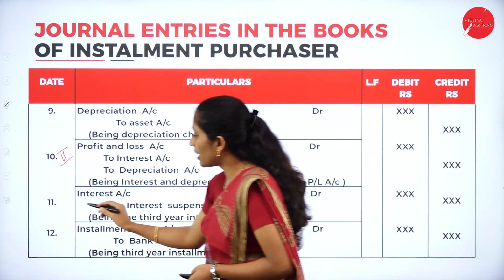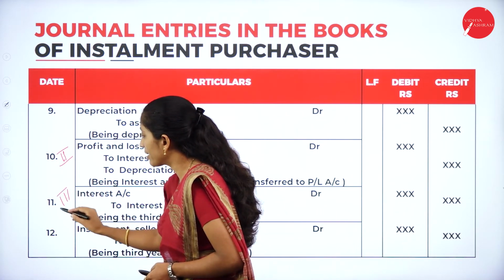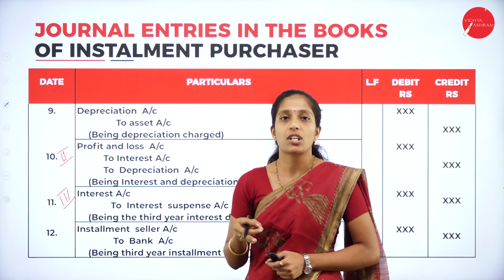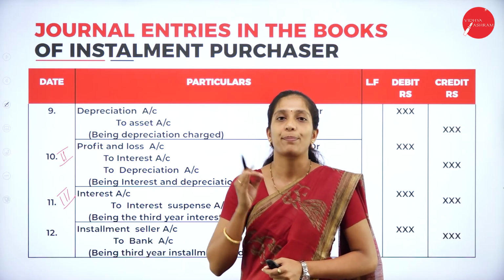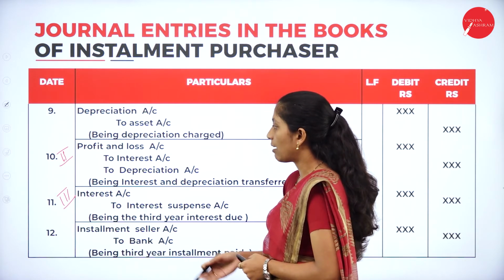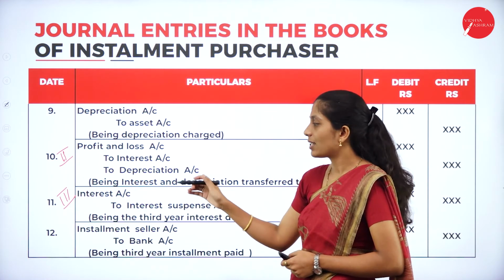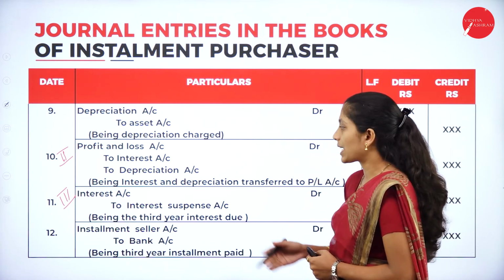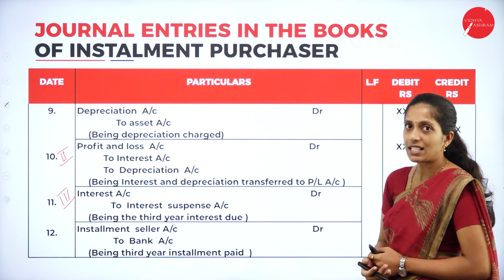Now coming to the third year, here also we have only four entries, that is for interest due, installment paid, charging depreciation as well as transfer of interest and depreciation to profit and loss account. So what is the third year interest entry? Interest remains the same. Interest account debit to interest suspense account, being the third year interest due.